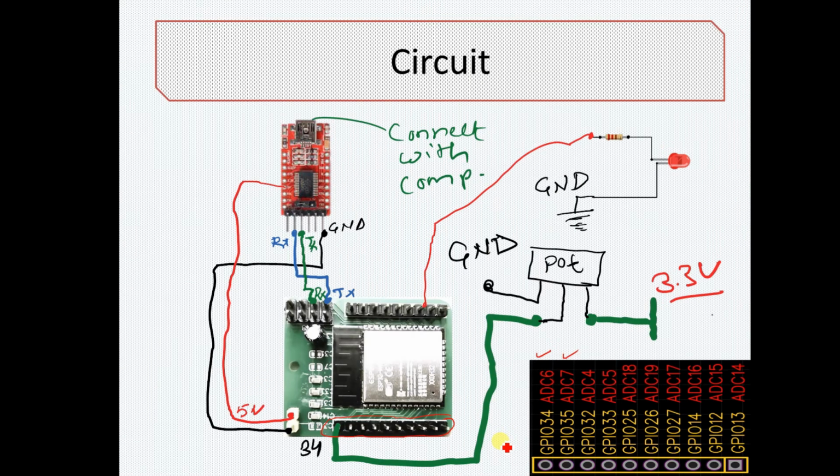Let's take an example. In this example, I'm using a potentiometer. One end of the potentiometer is grounded, the second end is connected to 3.3 volt, and the middle one is connected to pin number 34. Next, pin number 4 is connected to the LED. As we vary the value of the potentiometer, the brightness of the LED will change.